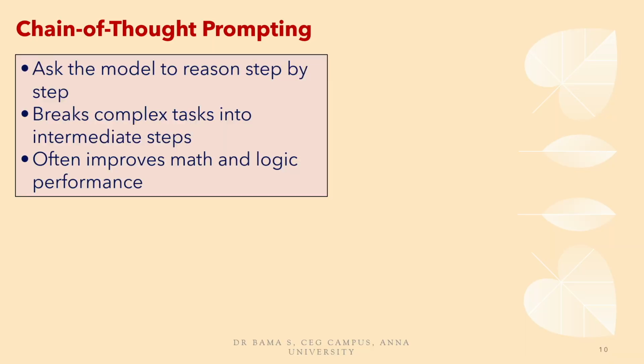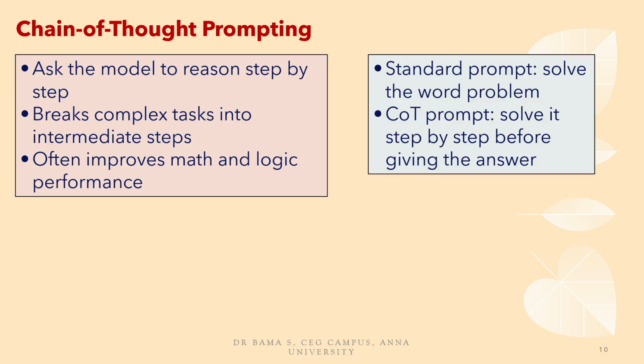Now, the next type of prompting is chain of thought prompting, where we are asking the model to reason step by step, where the whole statement is broken down into small intermediate steps, and where we have the math and also the logical statement. Say an example here would be: solve the mathematical word problem and give it step by step before giving the right answer, or how the LLM actually solved it.